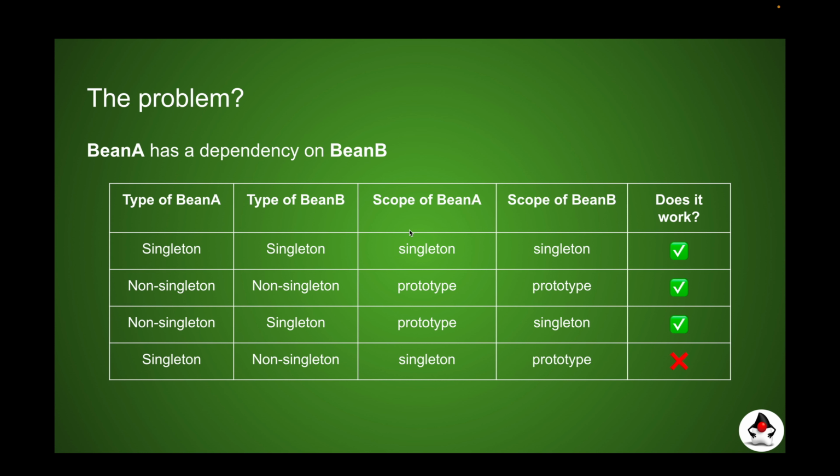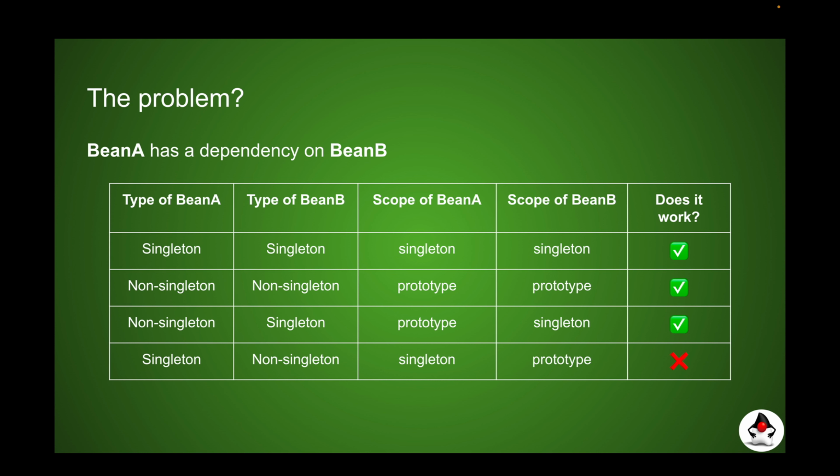First, let's see what is the problem that method injection tries to solve. Let's say we have two beans, bean A and bean B, and bean A has dependency on bean B. Now there can be four scenarios. Let's say both bean A and bean B are singletons. That means we want singleton instance of both class A and class B. In that case, we can specify scope of bean A and bean B as singleton, and it will work fine.